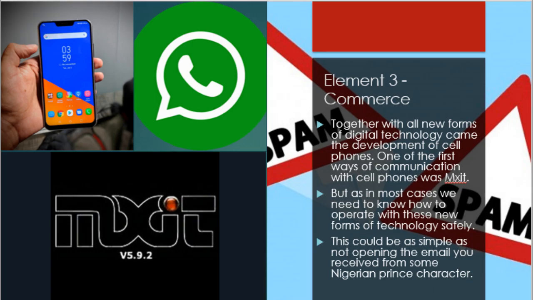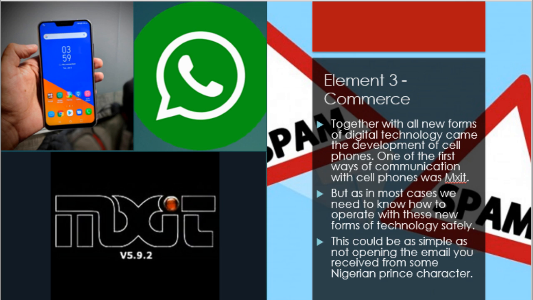So in the third element, communication. So together with all new forms of digital technology came the development of the cell phone. So this was one of the first ways of communication in South Africa where it kind of became more social, which was Mixit. So this is like the early development of what we know as WhatsApp. So previously you had to put a number in on the phone and call a person, but then Mixit came, you could just drop a text to someone, an SMS as well.